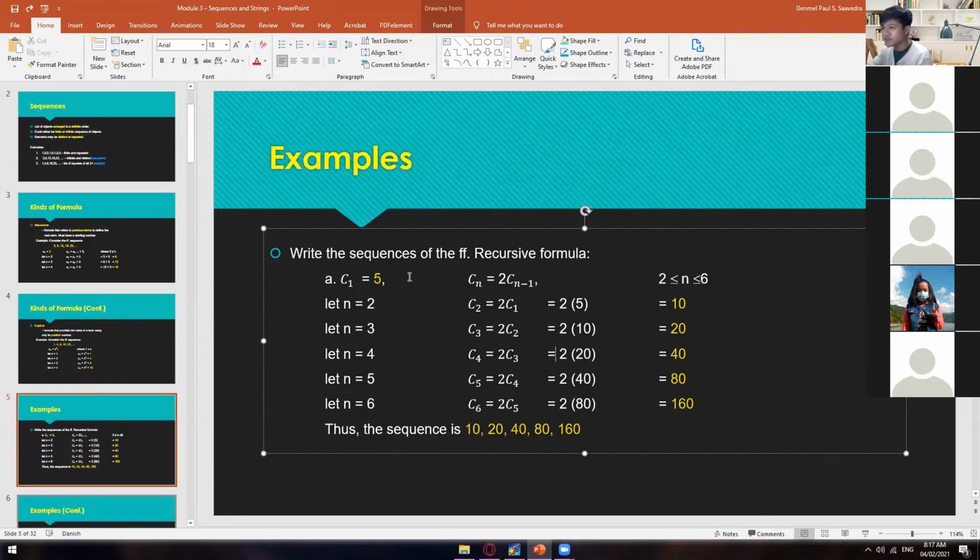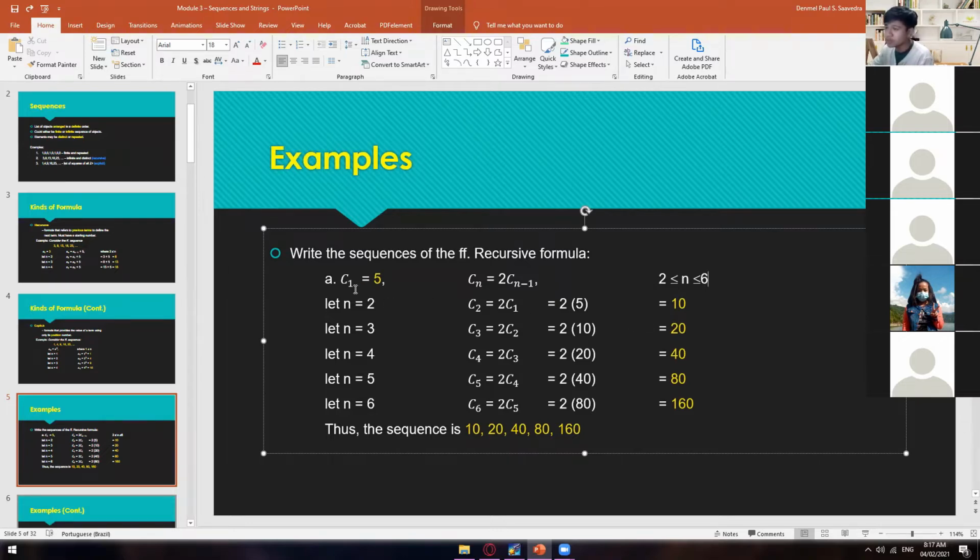So let's just say that we will put five following terms. One, two, three, four, five. Your starting point is five, and then here's the formula, and then here's the range. As you can see, this one is ranging from 2 up to 6. So 2, 3, 4, 5, 6. That's why we have a total of 5 terms.